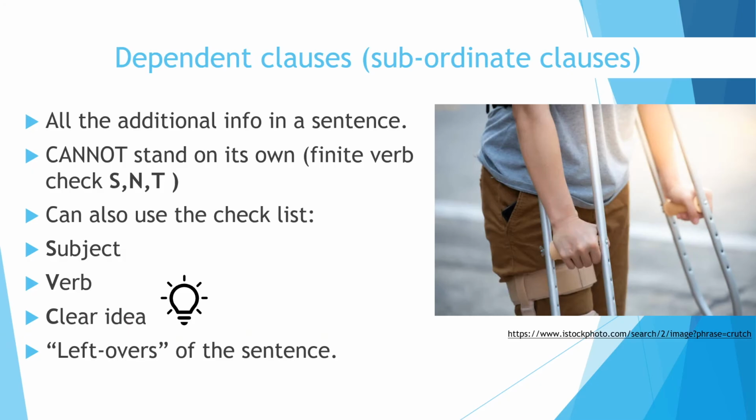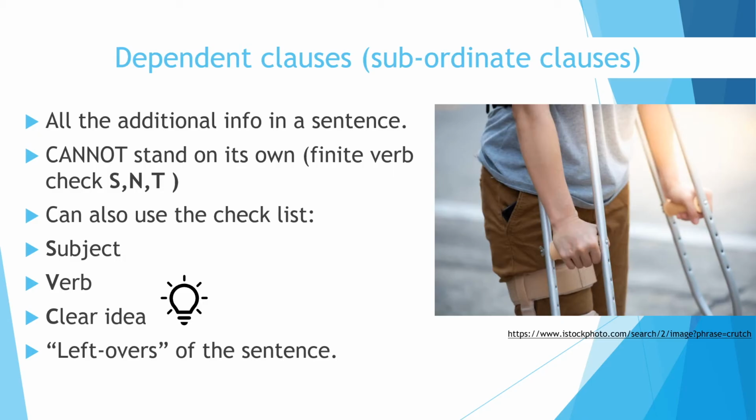Dependent or subordinate clauses. These clauses contain all the additional information. These clauses cannot stand on their own. It's like using a crutch to help you walk. We need the help of the independent or main clause to make a grammatically correct sentence. Why can a dependent or subordinate clause not stand on its own? It does not have a finite verb.